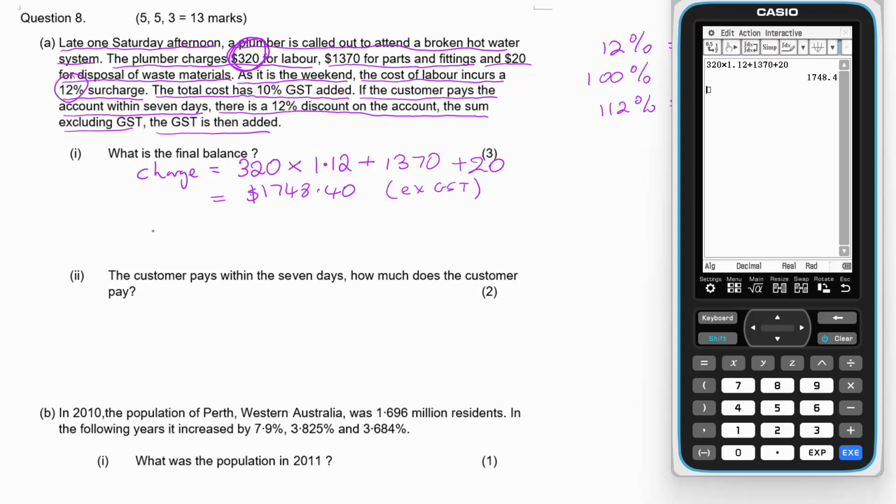We've then got to add the GST. So we've got 1748.40. GST is 10%. So once again, you could work out 10% and add it on. Or you could say that that is 100%. The GST is 10%. So we're going to get 110%. That's what we have to pay. And as a decimal, that's 1.1. So multiply that by 1.1. If I just do times, it puts the last answer in there for me. So times 1.1 is 1923.24.